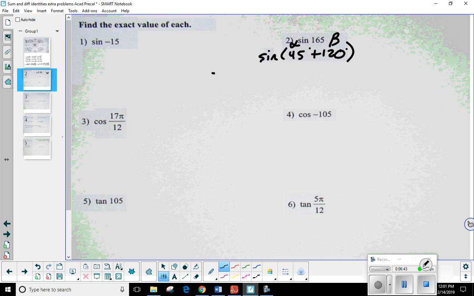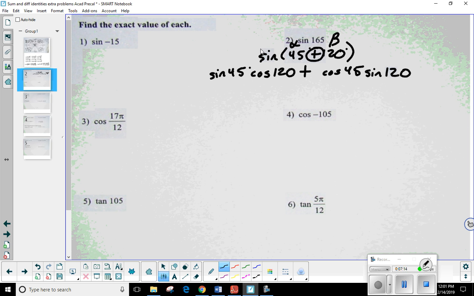So I'm going to go ahead and say sine of 45 times what? It would be cosine of 120. Remember, sine, we keep the operation, so now it's a plus. Now what? Cosine of 45, sine of what? Sine of 120.